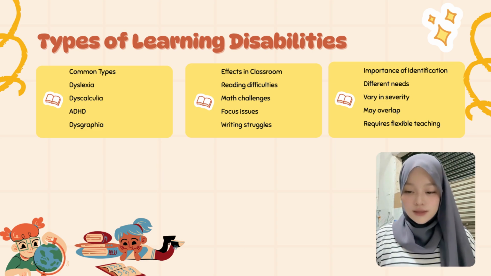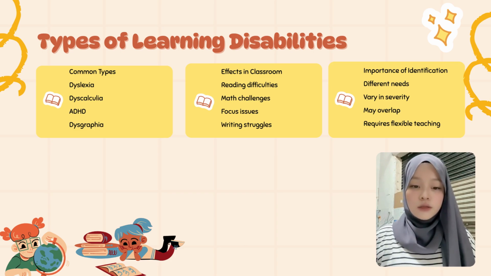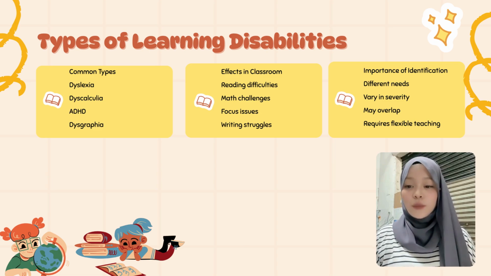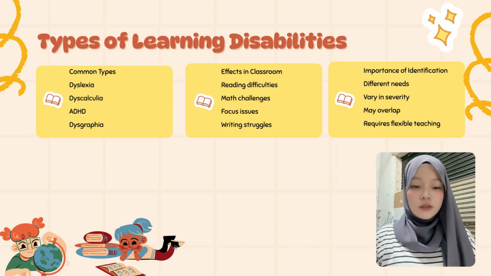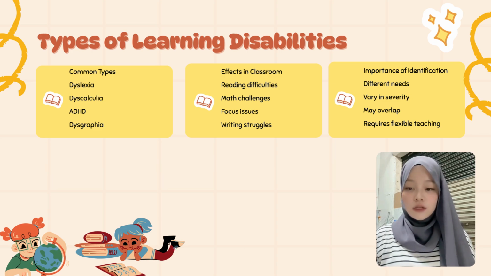Students with dyslexia may struggle to recognize words, read fluently, or understand written text. For example, they may read slowly, skip words, or mix up letters. This can make subjects that involve a lot of reading very challenging.